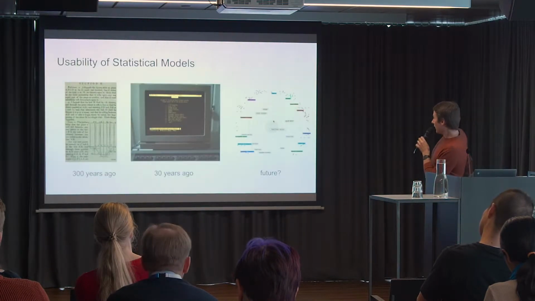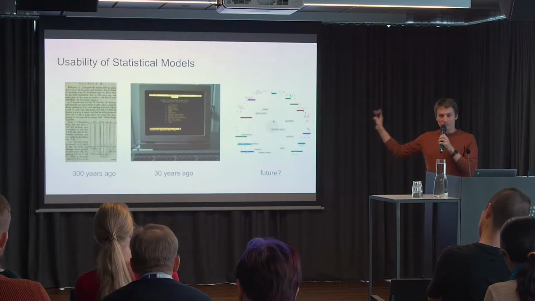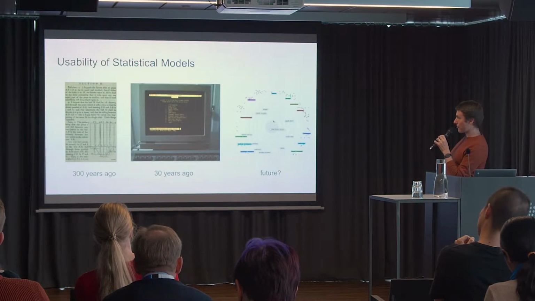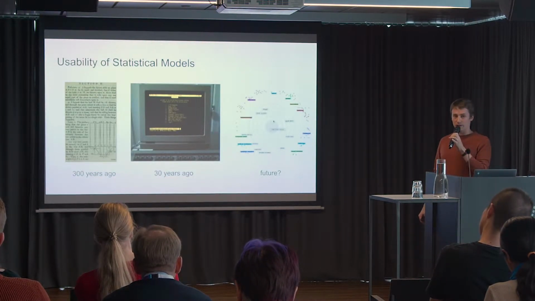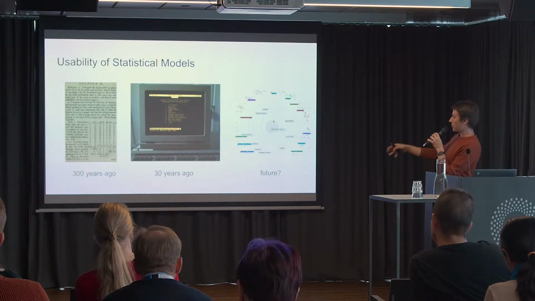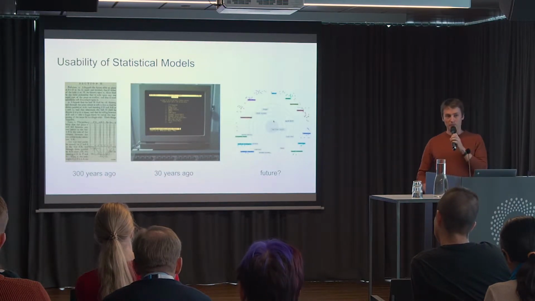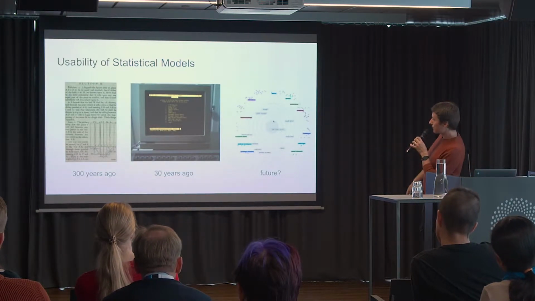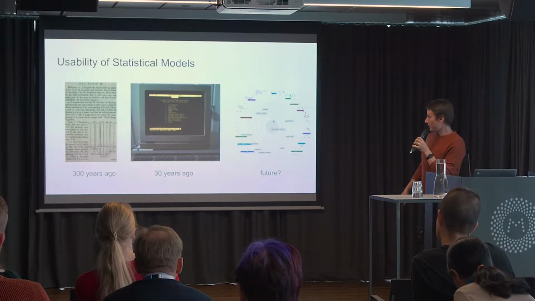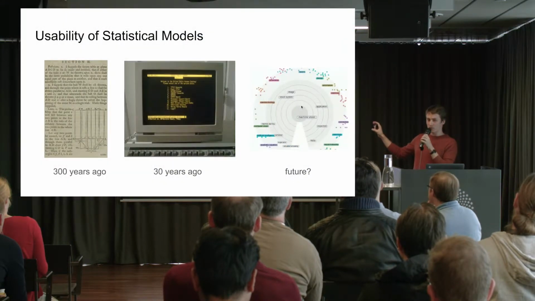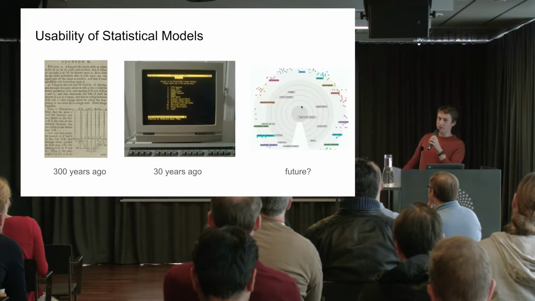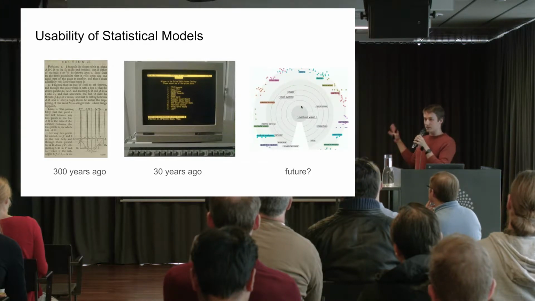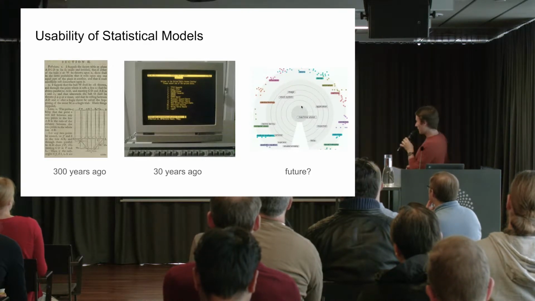All right. Now let's look at the history of another tool, and this is the usability of the statistical modeling that we use. About 300 years ago, there was this guy, Bayes, who invented the Bayes rule. This is actually from the same article. So maybe not very usable. You need to read the article and understand the maths and implement it yourself and so on. It's very, very complex to use these statistical tools back then.